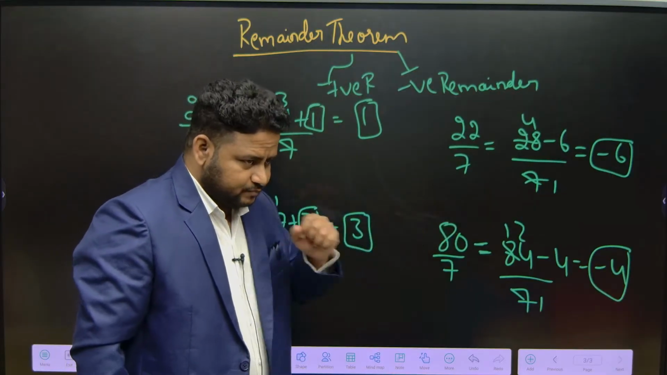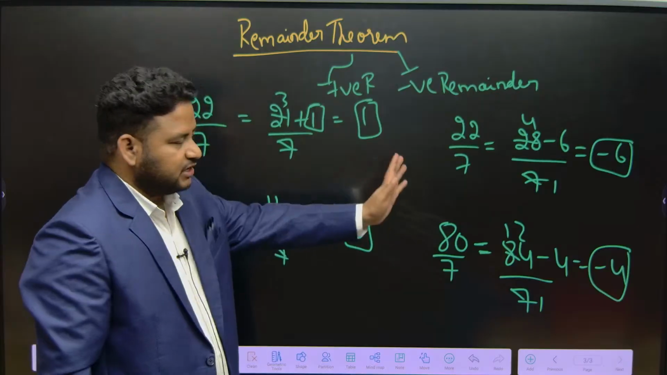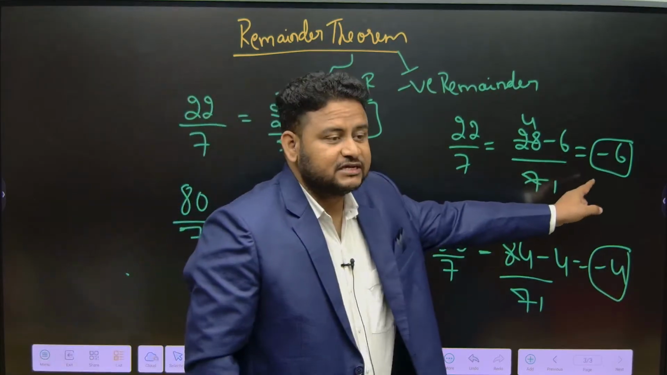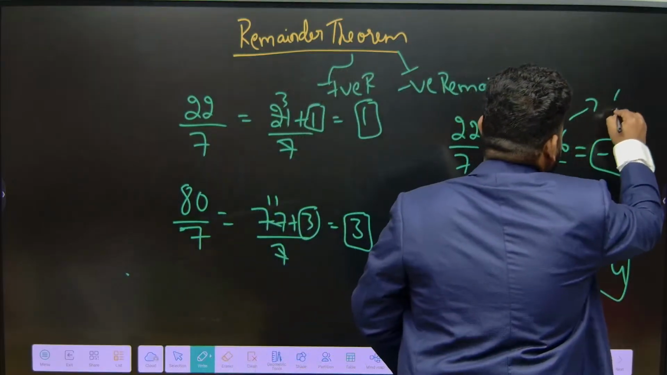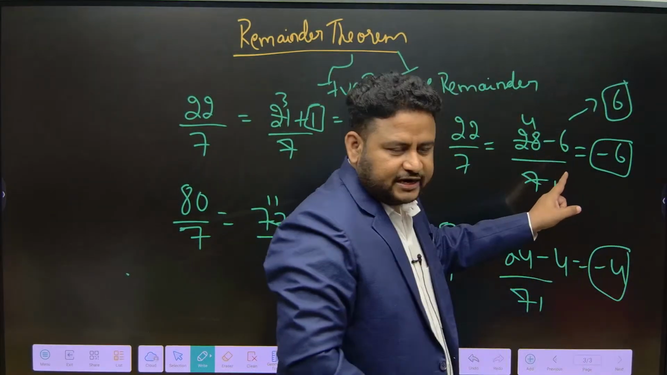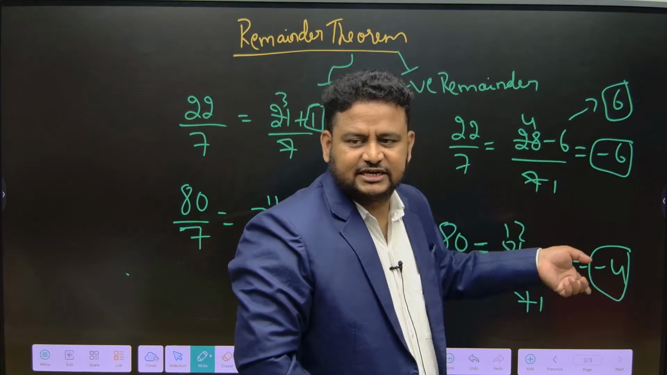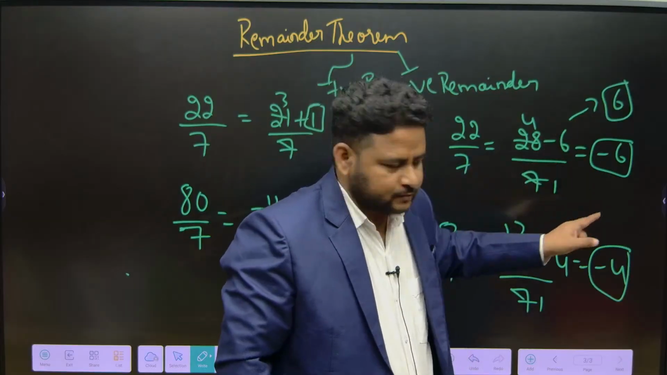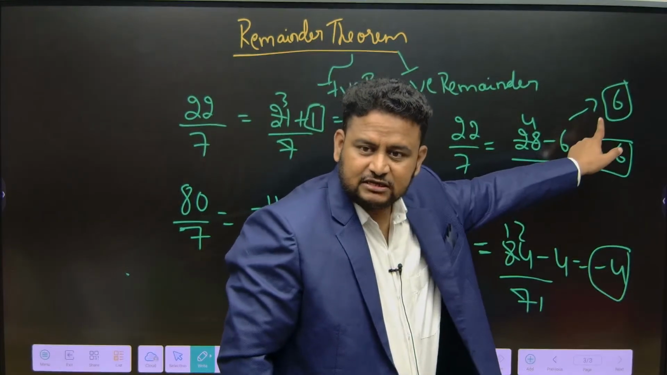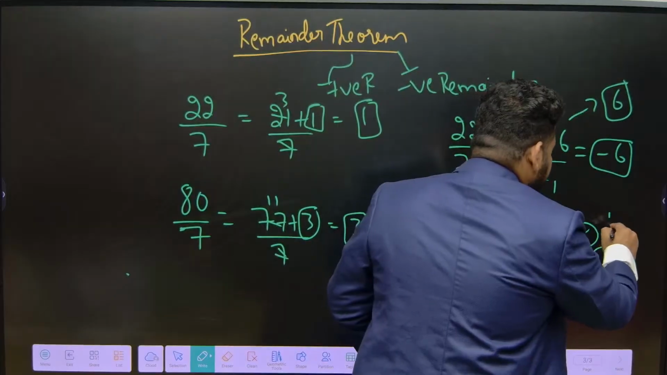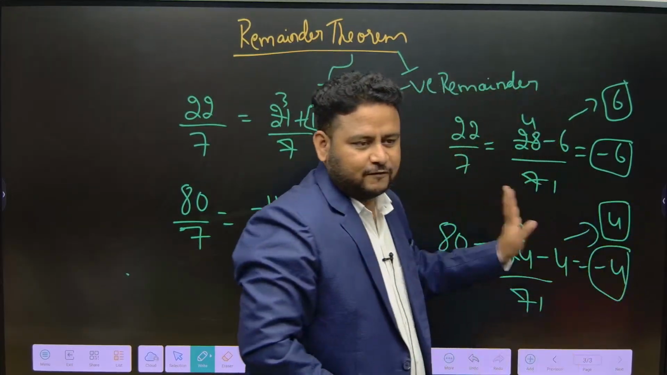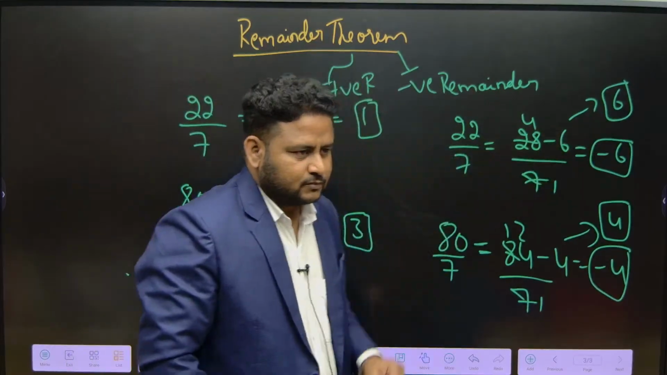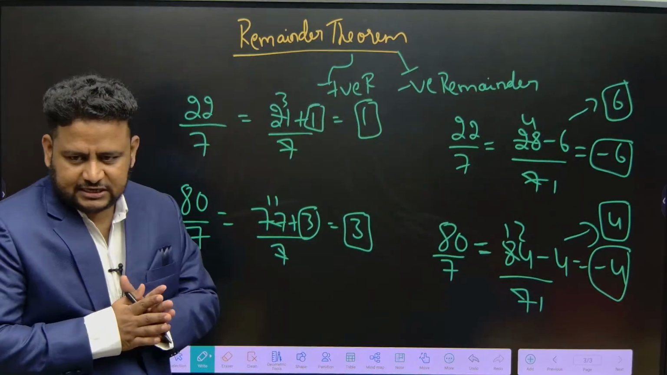But one thing you have to understand: while taking the value, if they ask for the negative remainder, you should not write minus 6, you should write just 6. That negative sign is only to indicate that it is a negative remainder. In the question and in the options, they will give only 6. You should write only 6. Here the negative remainder is 4. One thing you observe: this 1 and this 6, and there is 7 here. Can you find any relation?